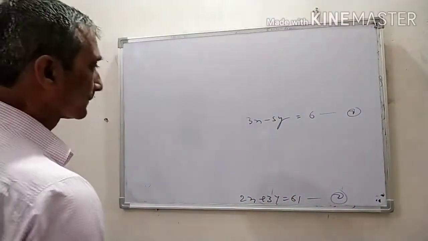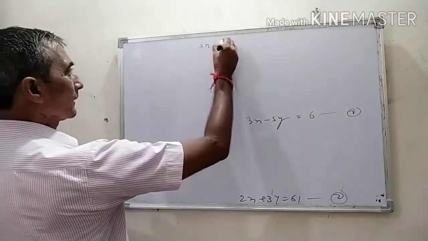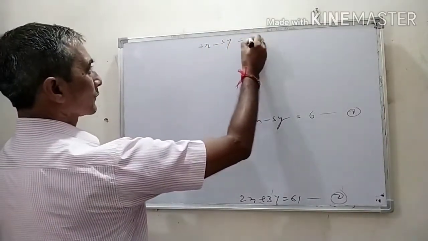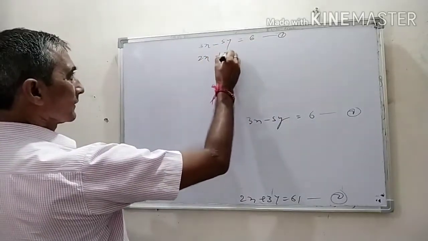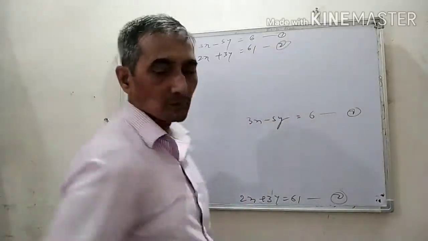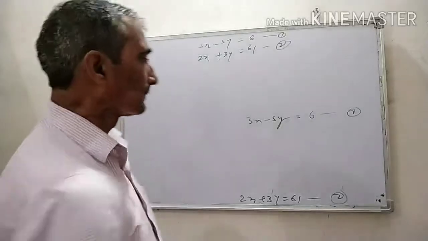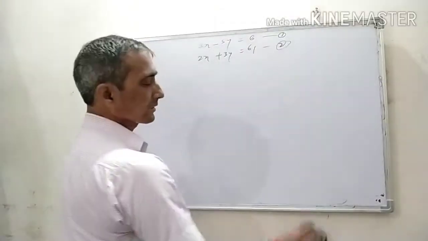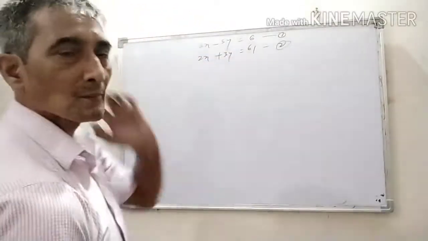First is 3x minus 5y equal to 6, and second is 2x plus 3y equal to 61. Now we have to solve it by any algebraic method. So we apply the elimination method to solve this linear equation.